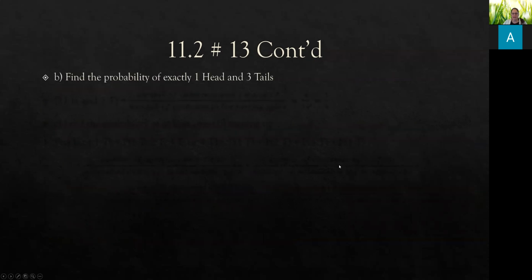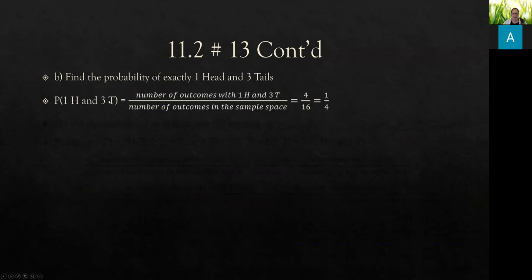Part B says to find the probability of getting exactly 1 head and 3 tails. So that's going to be the number of outcomes that have 1 head and 3 tails divided by the number of outcomes in the sample space, and that would be 4 out of 16 or 1/4.